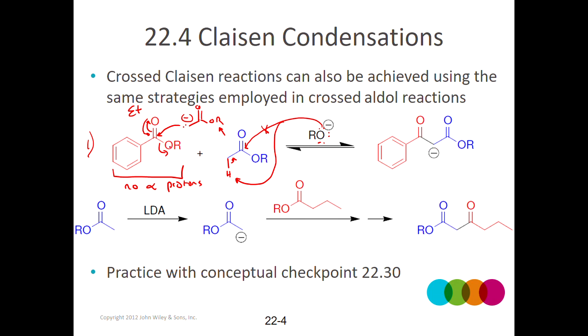And then the OR group that left will pick off one of those, and I'll have a negative here, and that will be stabilized through the extra resonance. And then later an acid would be used to protonate this spot to make the molecule neutral.